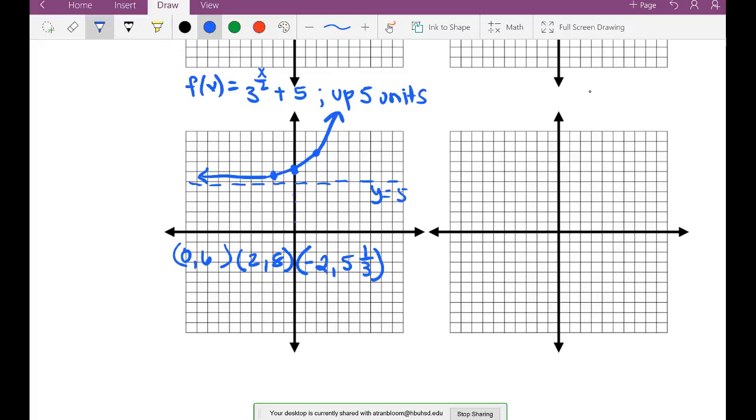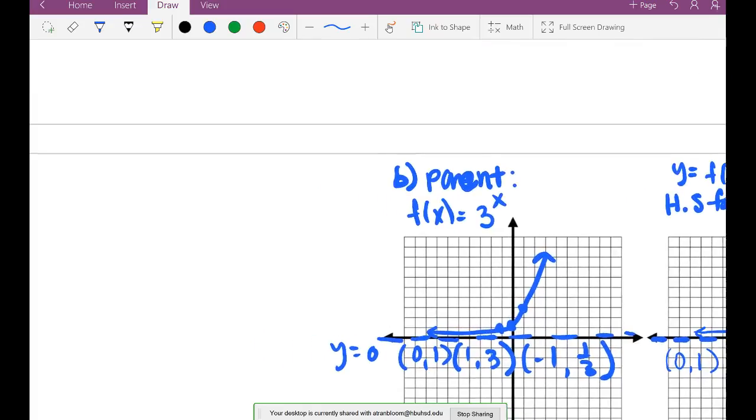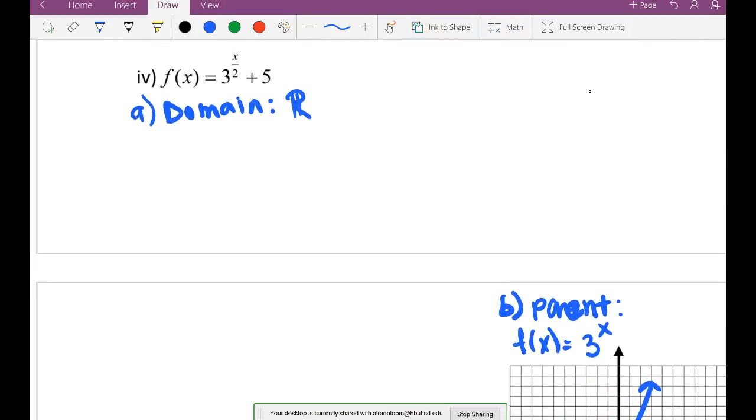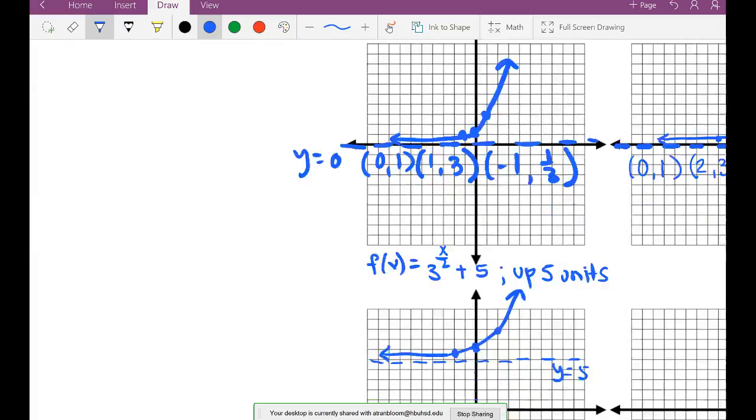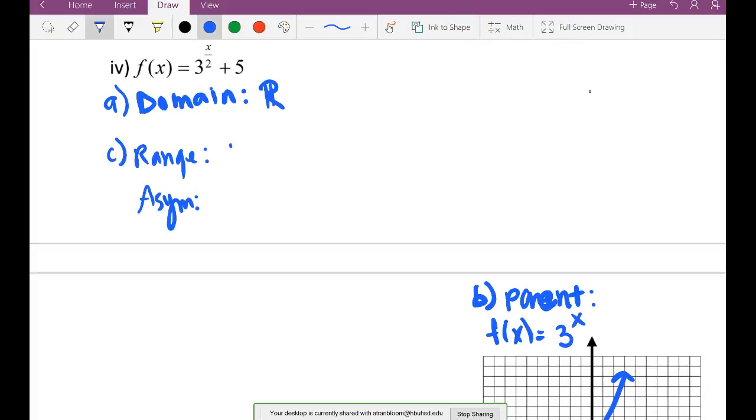Okay. Letter C. Kevin, can you remind us of the instruction on letter C, please? Range and asymptote? Okay. So letter C, range, asymptote. Okay. Maddie, what's the range, dear? Remember, look at the graph, right? Good. Y is greater than 5.